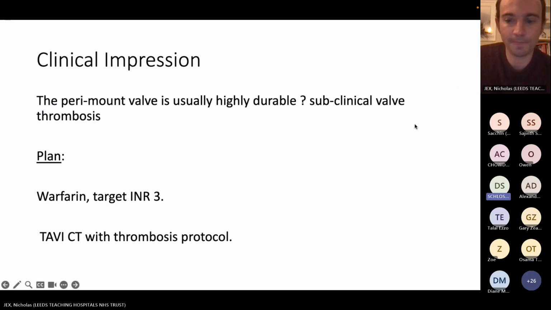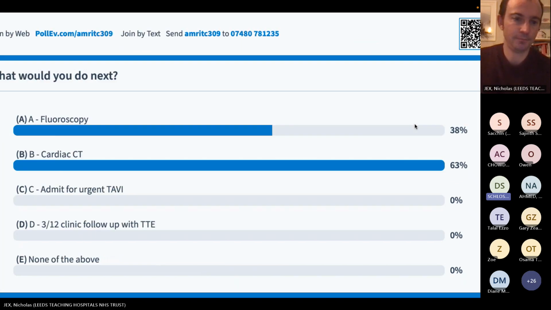So just an explanation again, fluoroscopy is useful in mechanical valves, okay? This is a bioprosthetic valve, okay? So bioprosthetic leaflets are not radio opaque, you can't really see them. So fluoroscopy is not helpful in a bioprosthetic valve, that's an important thing. So mechanical valves, yes, but in bioprosthetic valves, no.